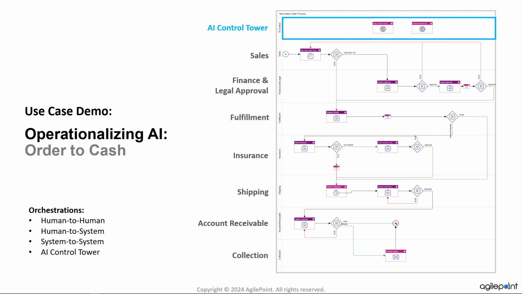So here's the use case that we're going to leverage to illustrate how AgilePoint can operationalize AI cost-effectively through a high-valued process. A perfect example of such a process is order to cash. As you're seeing on screen, it's cross-functional. It's tied directly to revenue generation and customer experience.